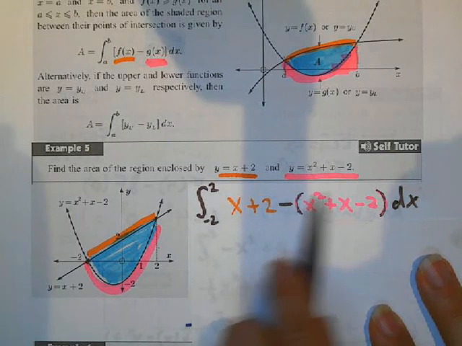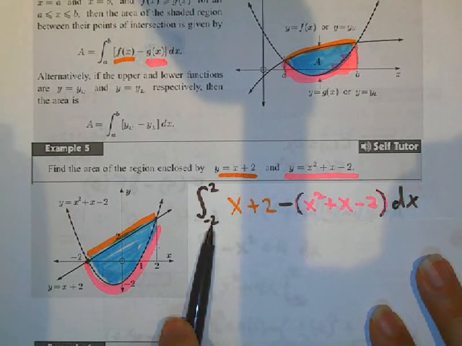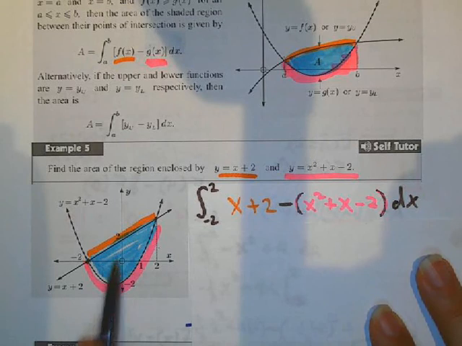My lower boundary is -2. My upper boundary, the x value, is 2. So we're going from -2 to 2. Okay, so now we want to find this blue shaded area. This function minus this function, antiderivative.